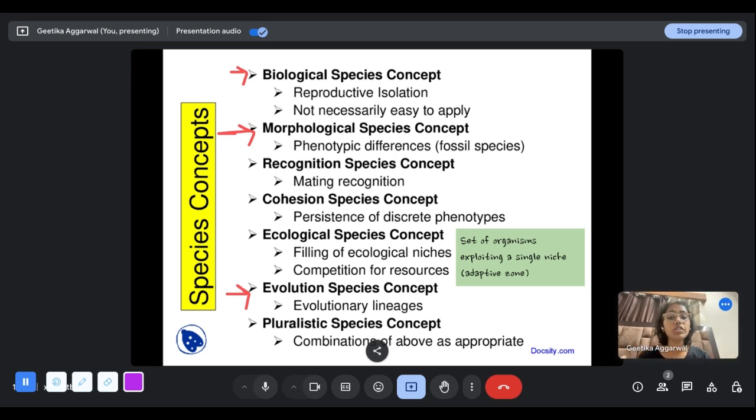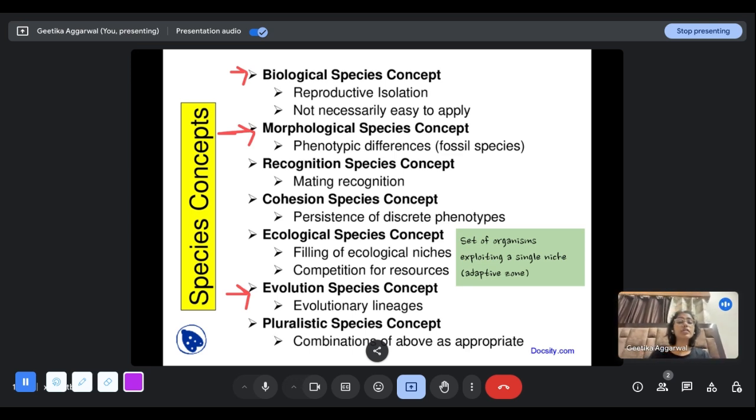Then there is the morphological species concept, in which scientists try to distinguish between different species based on their morphology, their physical characteristics. This is most commonly applied to fossils or to extinct species, because you do not have access to their reproductive behavior, so you cannot apply the biological species concept to them. And applying genetic differences is also a little more difficult. So it is most commonly applied to fossils, or to species that are so distinct from each other that they can be morphologically distinguished. But it also comes with its own caveats.